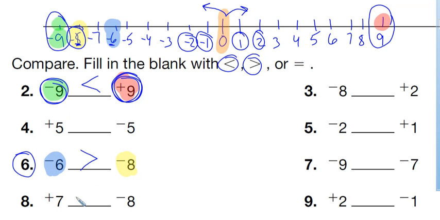-6 is. The other way that you can look at it is whatever number on the negative side is closest to 0, that one is the greater number. Okay, so since -6 was closer to the 0 than -8, then it is obviously the greater number.